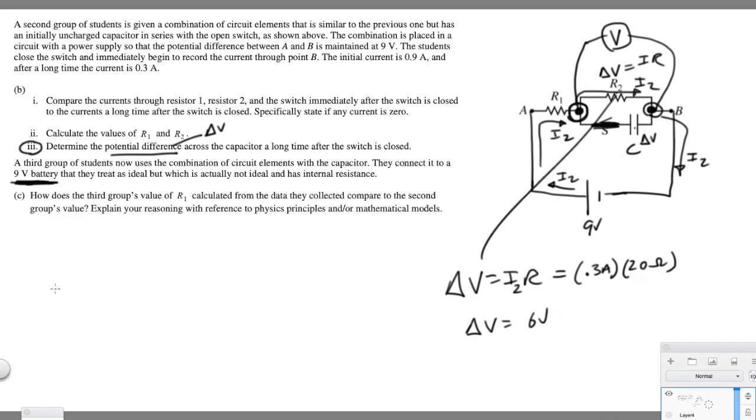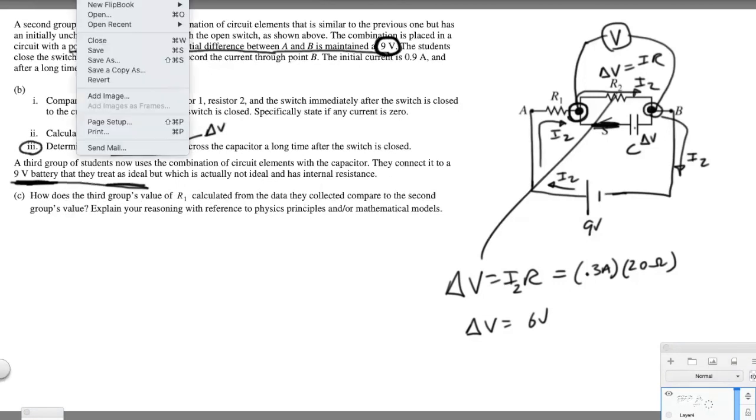If you had trouble with this question, probably the reason why is, the second group of students had a power supply that kept the potential difference between A and B at a perfect 9 volts. Whereas the third group of students are using a 9-volt battery that they're assuming is ideal, meaning no internal resistance, but they don't know for sure if that 9-volt battery has an internal resistance or not. So how does the third group's value for R1, calculated from the data collected, compare to the second group's value?